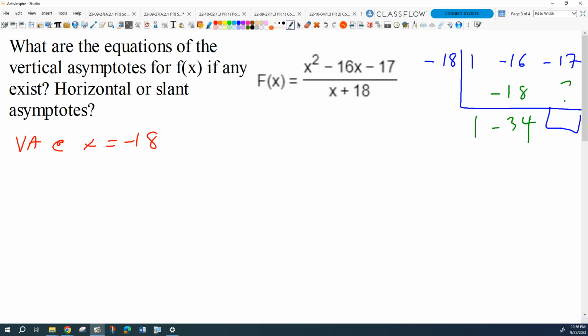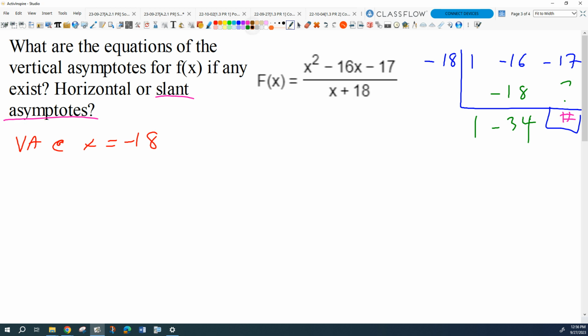And what goes here? Who cares, right? I'm going to get some number, and we don't even really care. It's going to be some huge number, which is just going to be my remainder. We don't really care about that if we're trying to come up with a slant asymptote. We just care about the linear polynomial part of that quotient.